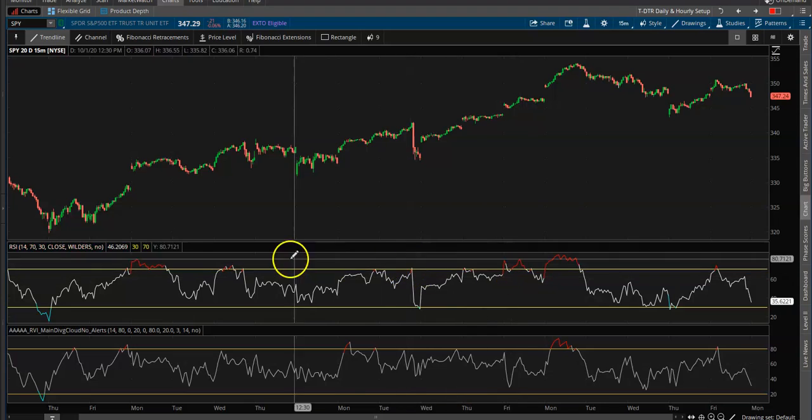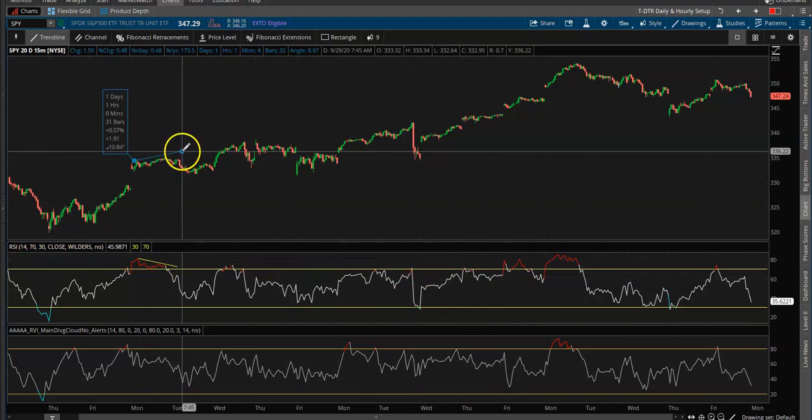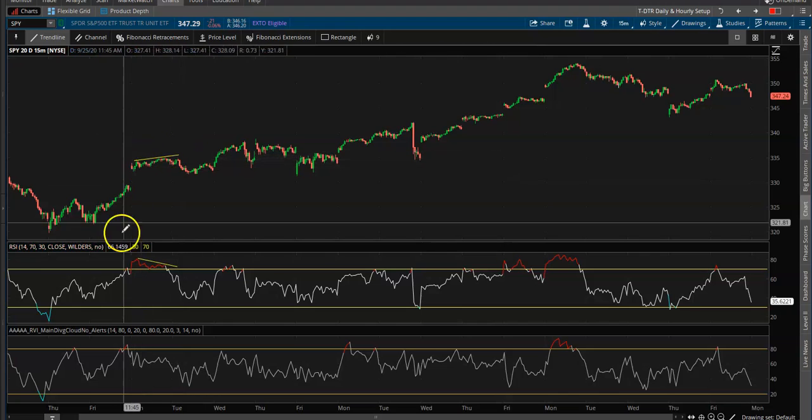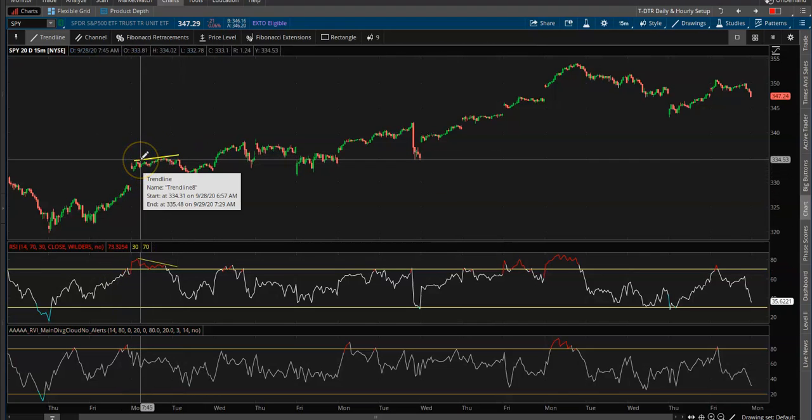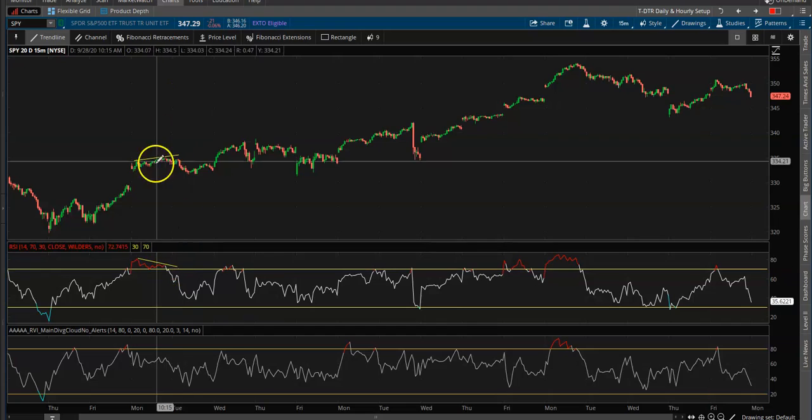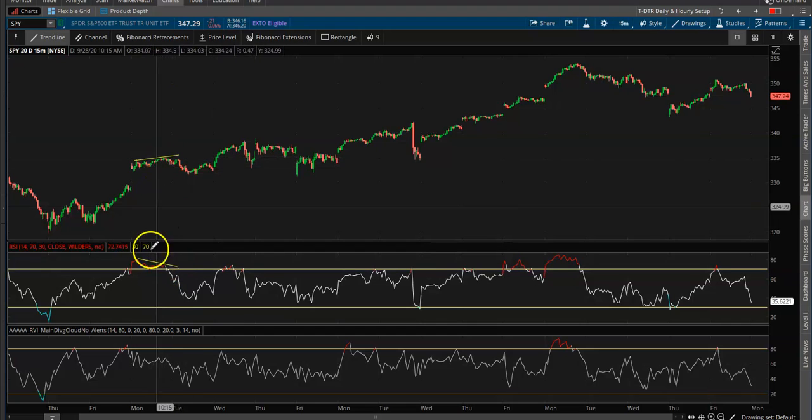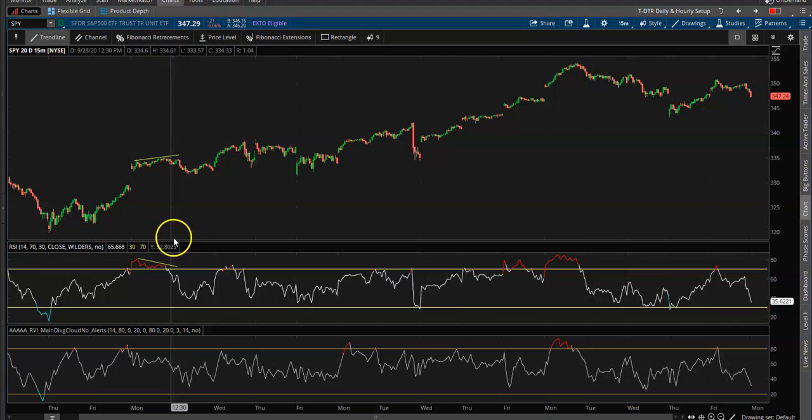Or what I personally like to look for are what are called divergences. Okay, where we'll make a high, right? That's the first punch. Make a high, pull back, and then we'll make new highs, but you'll see the RSI not go up as high. And same with the RVI, Relative Volatility Index, also shows it.